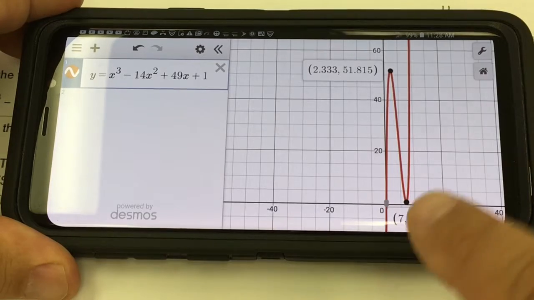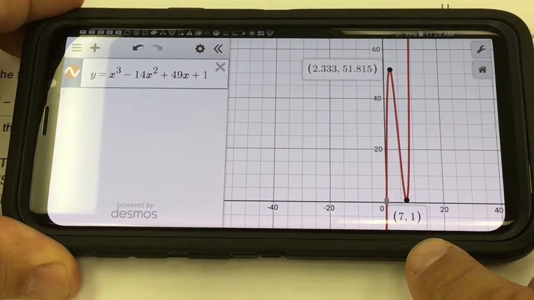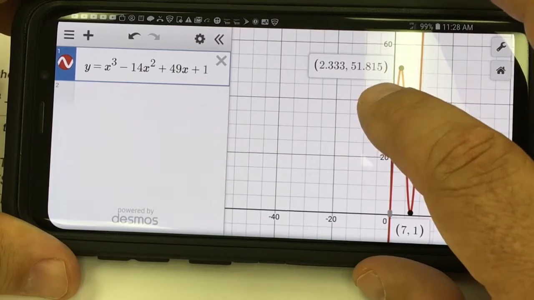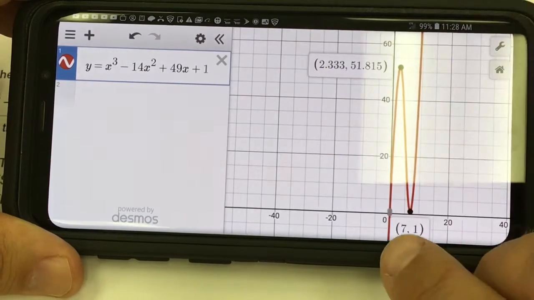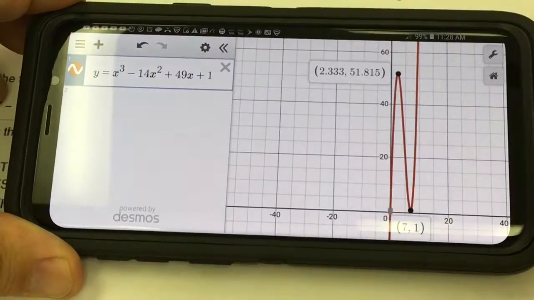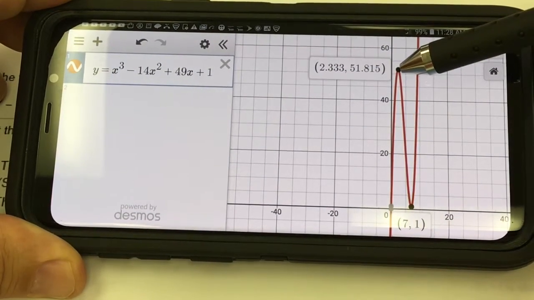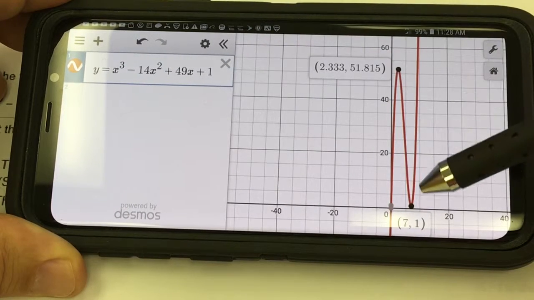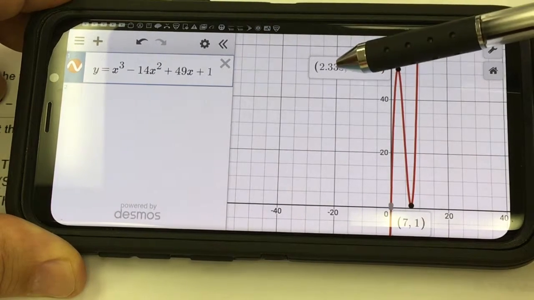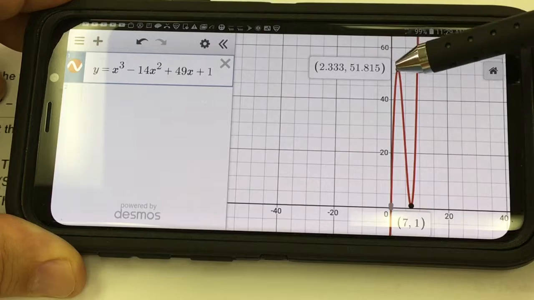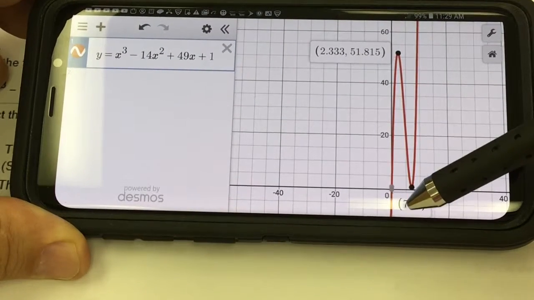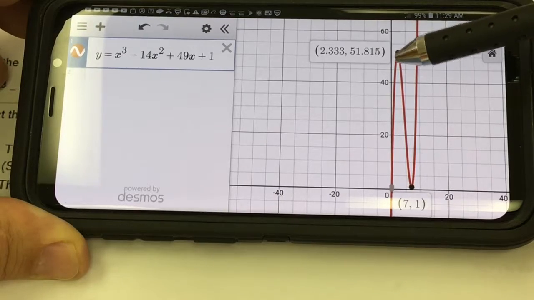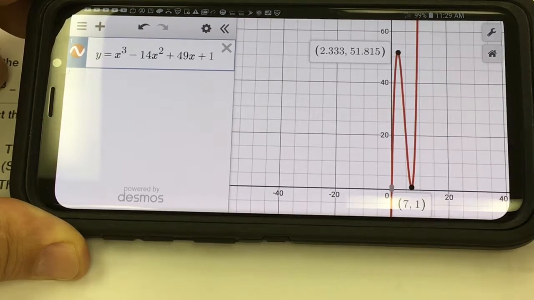Notice it's going to be 2.33 and 51.815, and 7, 1. Let's remember that. The answer is 7 for the x value and 1 for the y value, and 2.33 for the x value and 51.815 for the y value. Notice 2.33 is smaller than 7, so it comes first. Because 2.33 is smaller, that's going to generate my max on the curve of x cubed, because the general shape of x cubed starts down on the left, does a little bump and another bump, and ends up on the right. So the smaller number is related to the max, the higher number. The bigger number, 7, is related to the min, the 1, the lower number. So it's the small x value, the big y value, the big x value, the small y value.